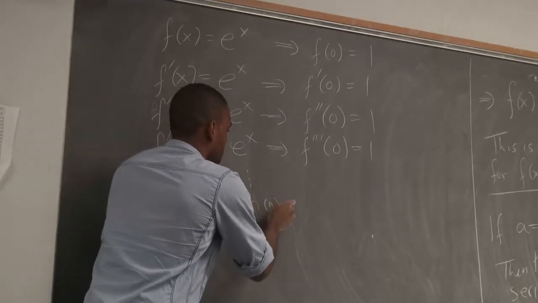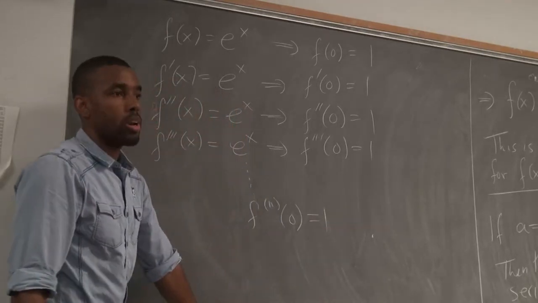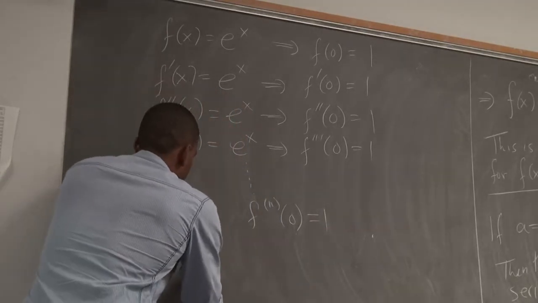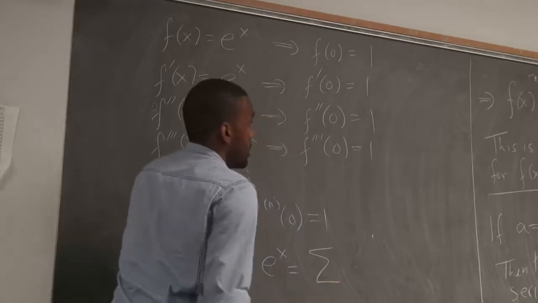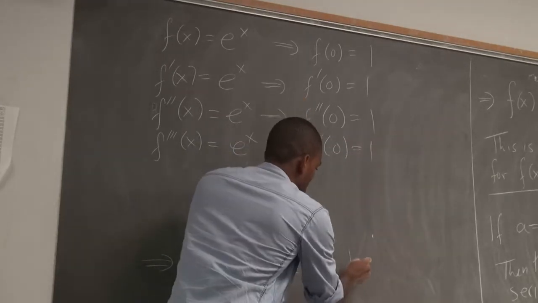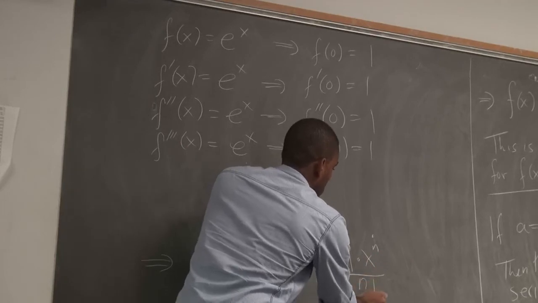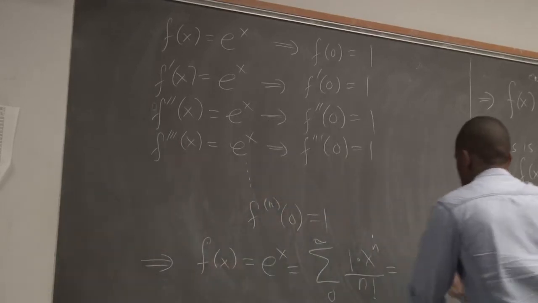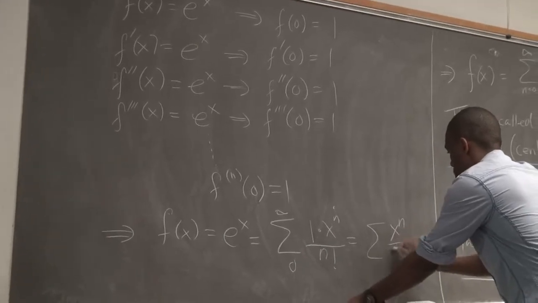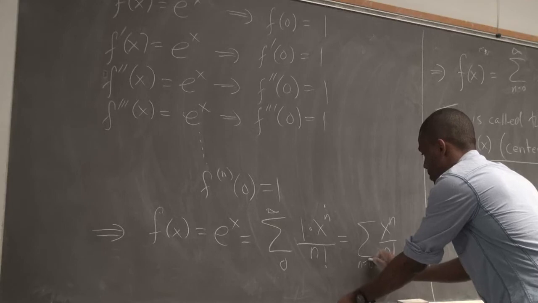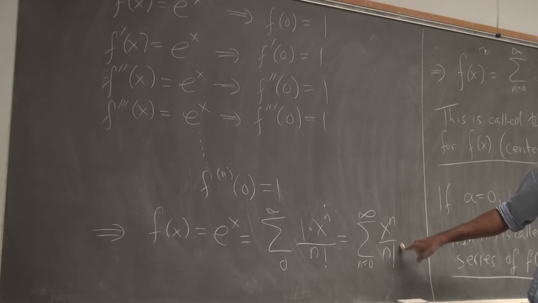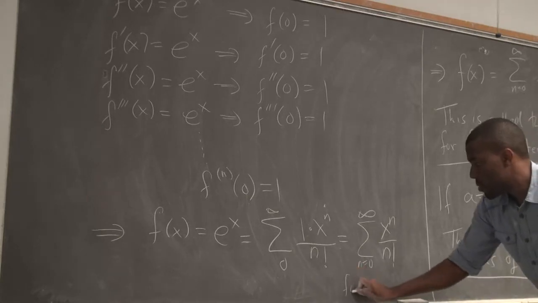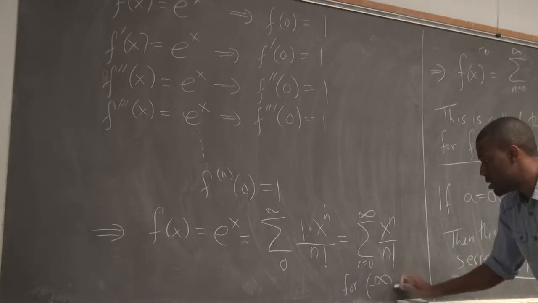The nth derivative at 0 is always going to be the number 1, which means that my f of x equals e to the x is just equal to the summation. Now I'm going to write the form for the nth derivative at 0, which is just 1, times x to the n over n factorial, from 0 to infinity, which is just x to the n over n factorial. And we actually did this in an example in 8.5 or something like that. Yeah, in 8.5 we proved that this actually converges everywhere, for minus infinity to infinity.